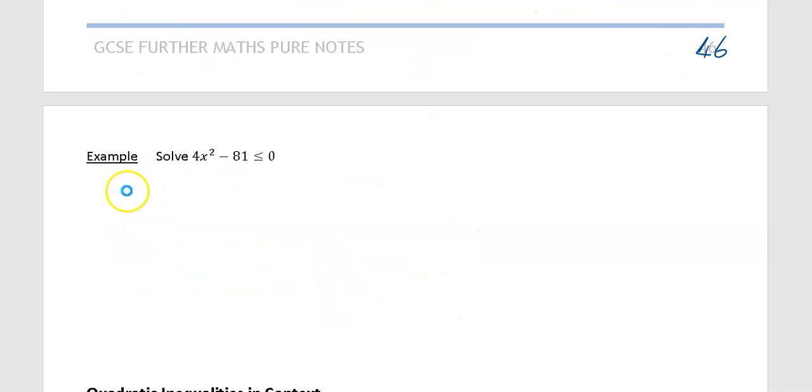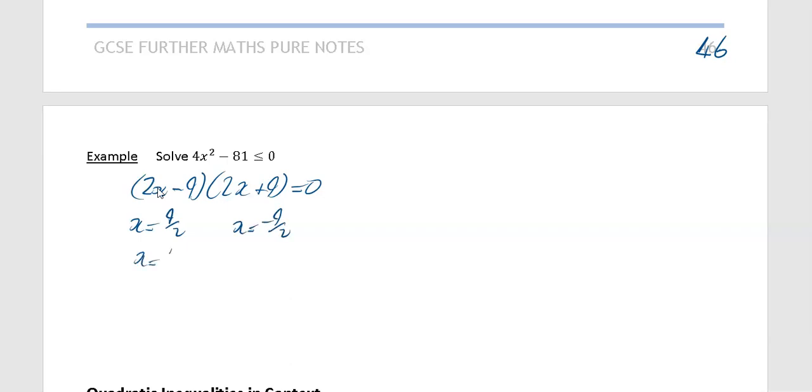Our last example for this video, we have to solve 4x squared minus 81. Just to show you that we can use other factorizing methods, here we're going to factorize this using the difference of two squares. So first of all, that's just 2x minus 9 and 2x plus 9 equals 0. And then that means x is equal to 9 over 2, or x is equal to minus 9 over 2. So that really means x is equal to 4.5, or x is equal to minus 4.5.